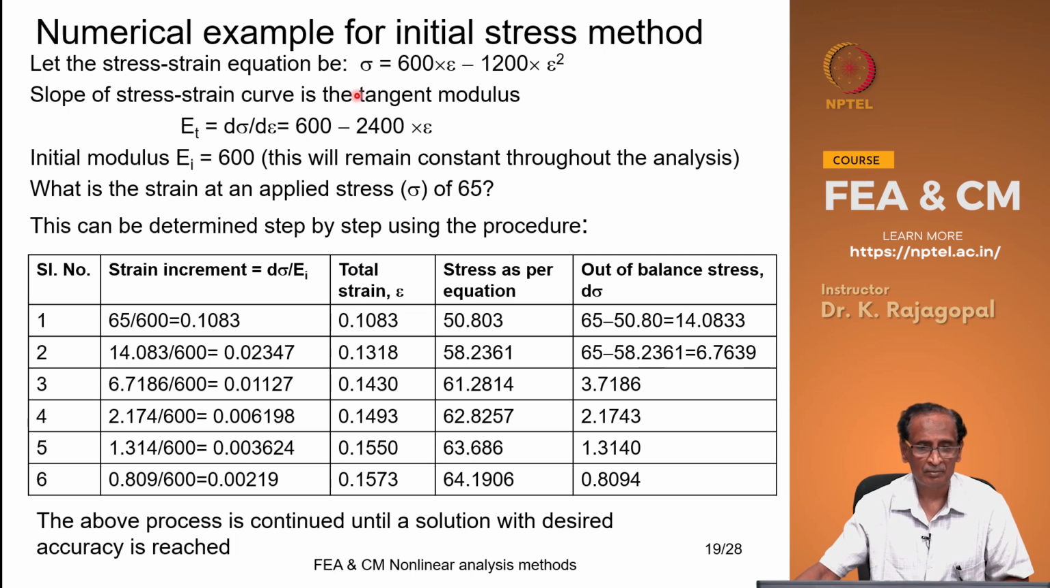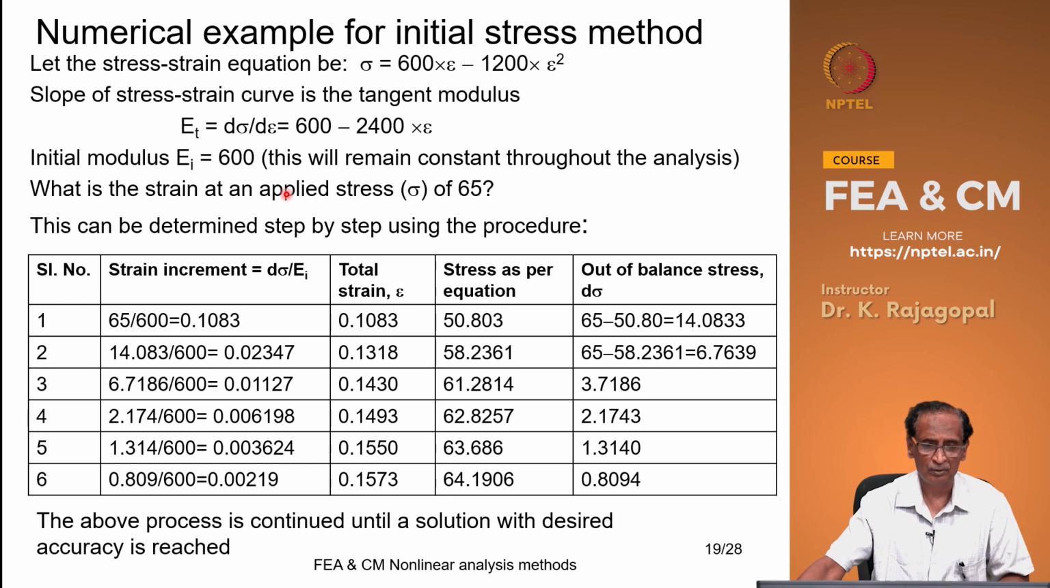And let us take a stress strain equation like this. Sigma is 600 epsilon minus 1200 epsilon square, right? And this is our constitutive equation, and the slope of the stress strain curve is E tangent, d sigma by d epsilon, that is 600 minus 2400 epsilon, and the initial modulus EI is 600, okay, because if you substitute epsilon of 0, E tangent is 600. So, EI is 600, that is going to remain constant throughout the analysis.